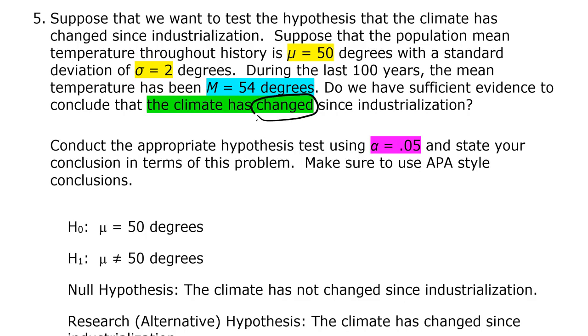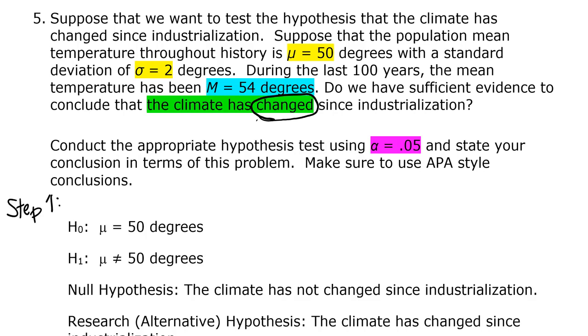And here is the clue that this is a two-tailed test. The climate has changed since industrialization. Conduct the appropriate hypothesis test using alpha equal to 0.05 and state your conclusion in terms of this problem. Make sure to use APA-style conclusions. All right, so step 1. You state your conclusion.